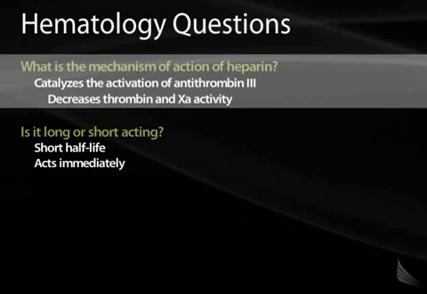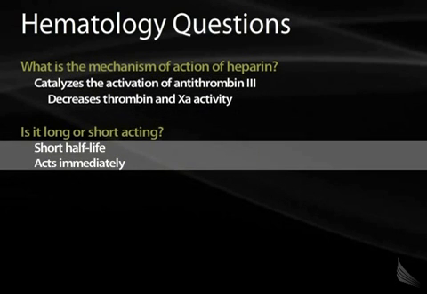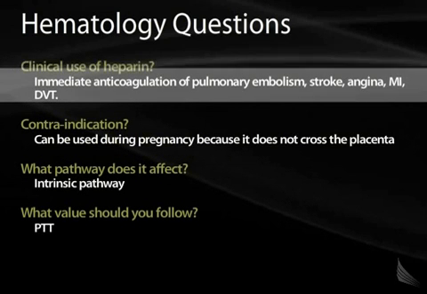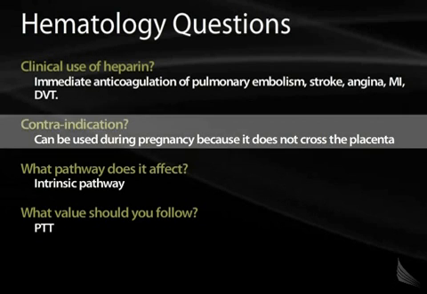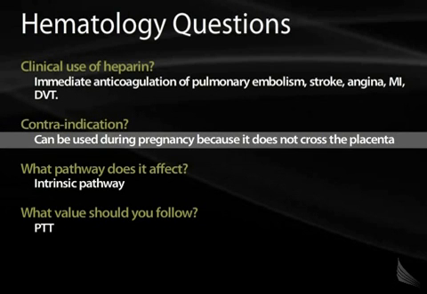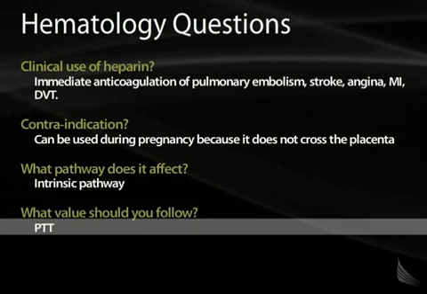What is the mechanism of action of heparin? It catalyzes the activation of antithrombin 3, which decreases thrombin and factor 10A activity. Remember that heparin has a short half-life and it acts almost immediately. The use of heparin is, again, immediate anticoagulation in case of blood clot, stroke, angina, myocardial infarction, or DVT. The contraindication? It can be used during pregnancy because it doesn't cross the placenta. It affects the intrinsic pathway, and the blood test you should be following is the PTT in those patients.